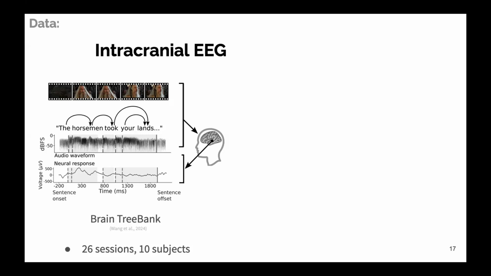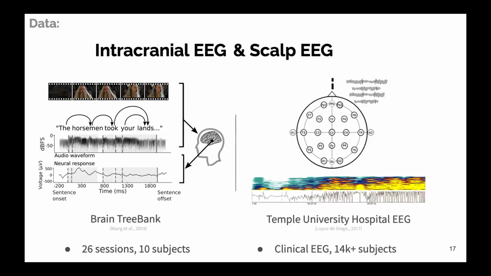So if you're really interested in digging into language and how this can be structured in the brain, and you want a naturalistic task with a lot of data, this is a great one to dig into. It's called the Brain Treebank. It has 26 sessions, basically 26 movies, and 10 subjects. This is the primary one that we focus on, but we're also curious whether or not it works for scalp EEG. So we also use the Temple University Hospital EEG data set, which is one of the largest data sets out there for clinical EEG, and it has about 14,000 subjects, which is mind-boggling.